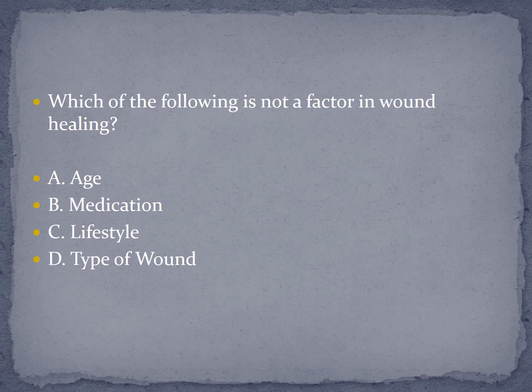Which of the following is not a factor in wound healing? Age, medication, lifestyle, or type of wound? The answer is type of wound. That is not a factor in wound healing because all wounds can heal and they all go through the same healing process. But again, elderly people do not heal as well. Medications, if someone's on a corticosteroid or immunosuppressant, that's going to play a factor in it. And lifestyle, if someone smokes, they're going to have problems with wound healing.